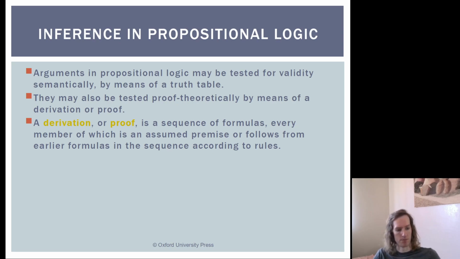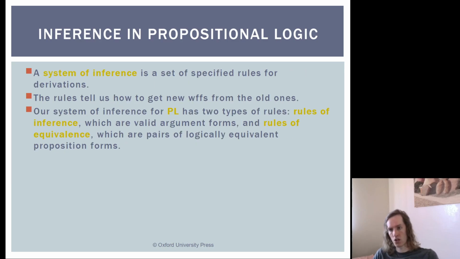Okay. So a system of inference is a set of specified rules for derivations. We can't just do anything. Of course, we're going to be constrained in certain ways. Some of these rules will be obvious. Some of them are a little bit less intuitive, but we'll try to talk through those. And the rules tell us basically how to get new well-formed formulas from the old ones.